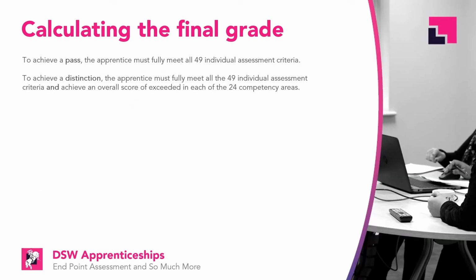Calculating the final grade. To achieve a pass, the apprentice must fully meet all 49 individual assessment criteria. To achieve a distinction, the apprentice must meet all 49 assessment criteria and achieve an overall score of exceeded in each of the 24 competency areas. If a component is graded as a fail or non-progression, the apprentice will be offered the opportunity to take a resit or retake. A resit does not require further learning, whereas a retake does.